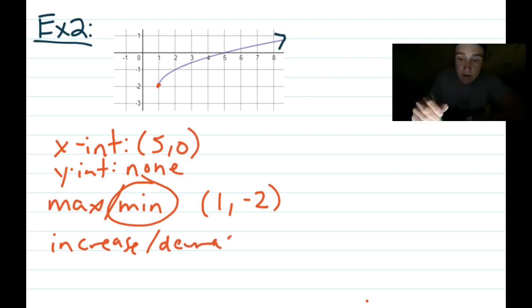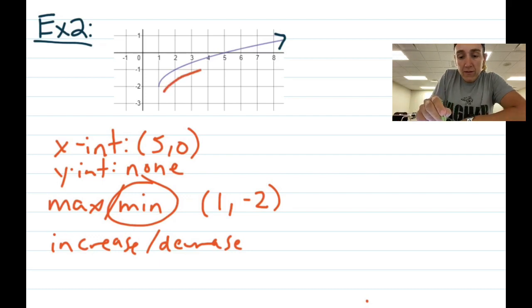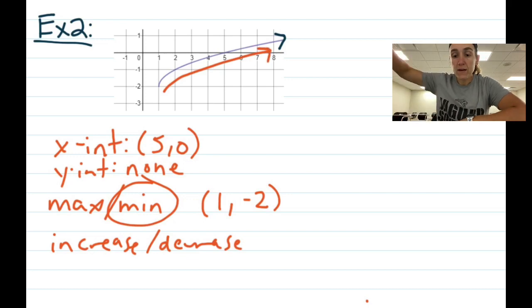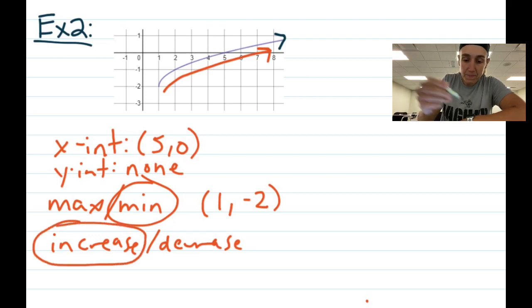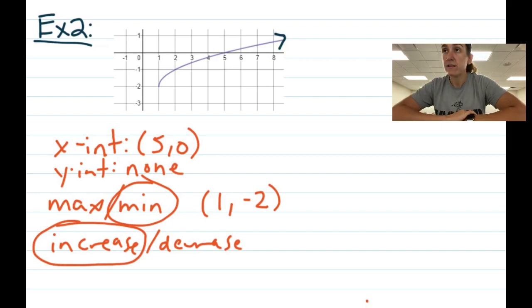Next thing would be increasing or decreasing. Okay, so we are looking, my lights are on a timer again, just like your last video. Going from left to right. So left to right, as I go this way, if I follow the graph, that line that I just drew is going up. Okay, if it's going up consistently the entire time, this graph is increasing. So we can say that about this one.